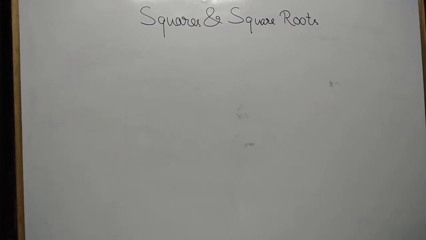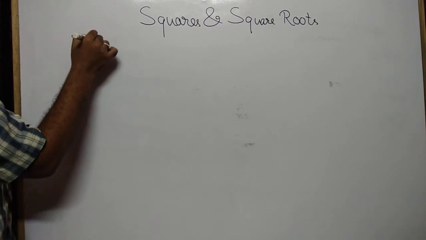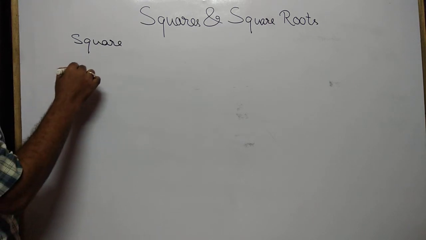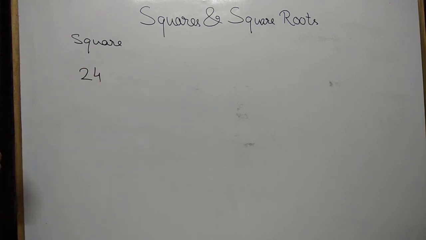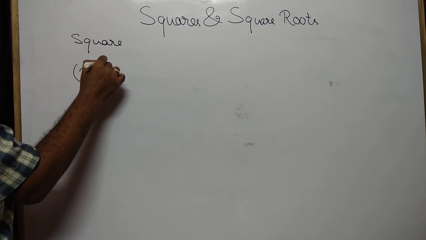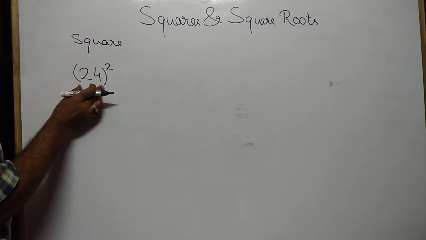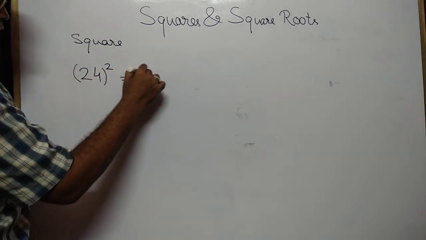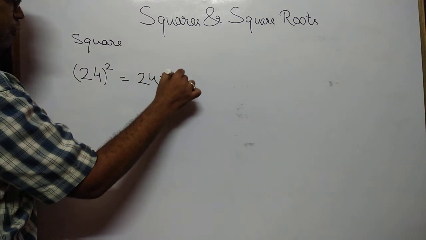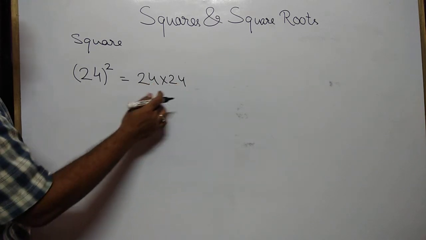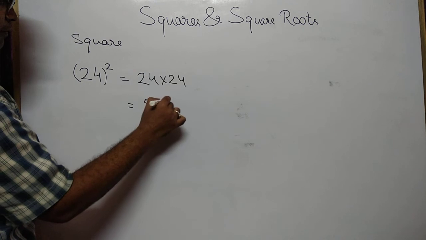First question says, find the square of the given number. So we are going to find out the squares of the given number. Here it is given, find the square of 24. So we write it like this: the square symbol is this one, write down the given number within the bracket and above that give a power of 2. So we can write 24 into 24. Whenever you multiply 24 into 24, this gives a result 576.